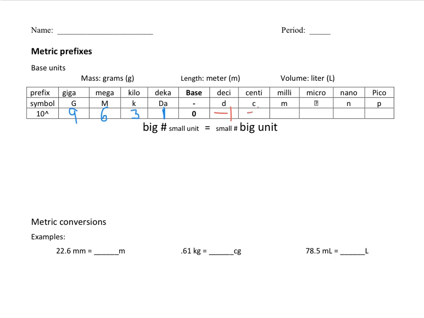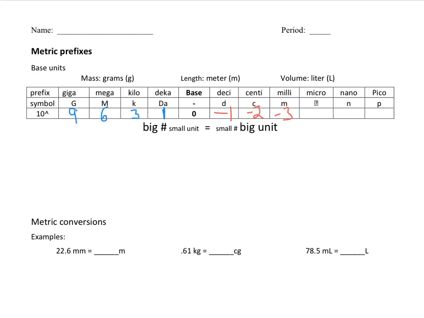Centi is negative 2, so a hundredth. So a centimeter is a hundredth of a meter. Milli means negative 3, 10 to the negative third, so that's a thousandth. So a thousandth of a liter is a milliliter.